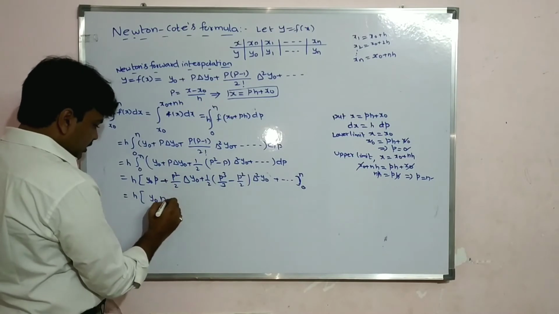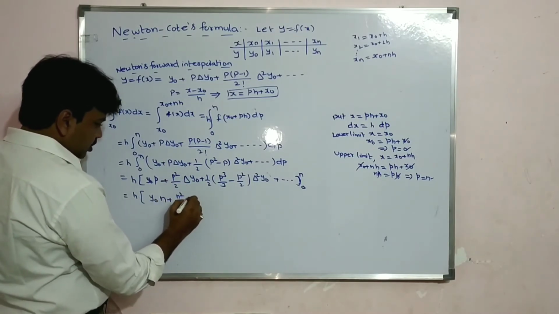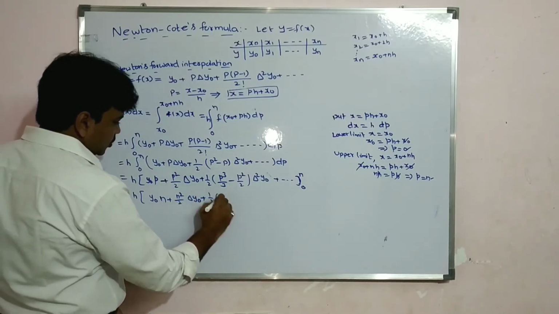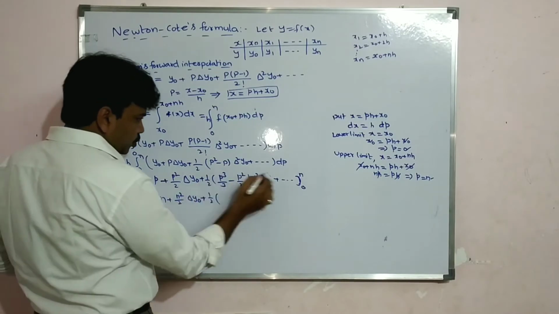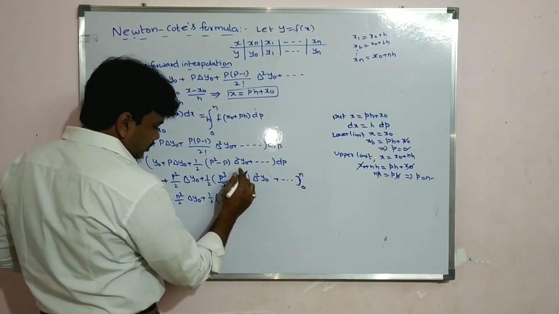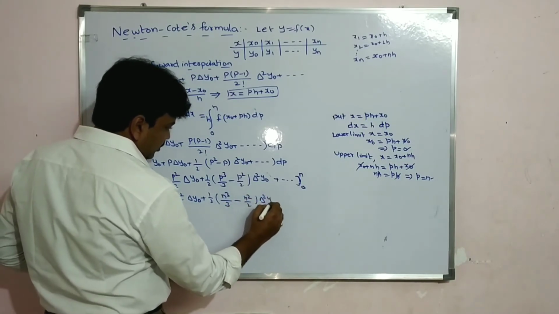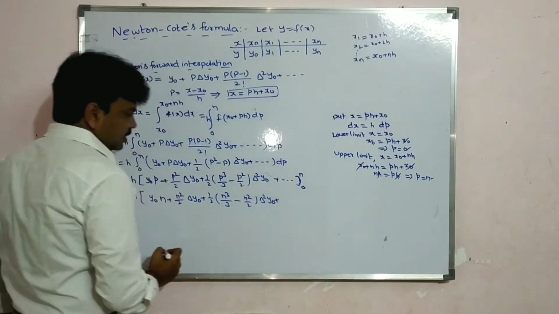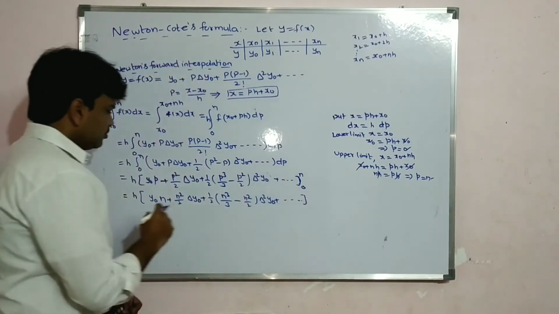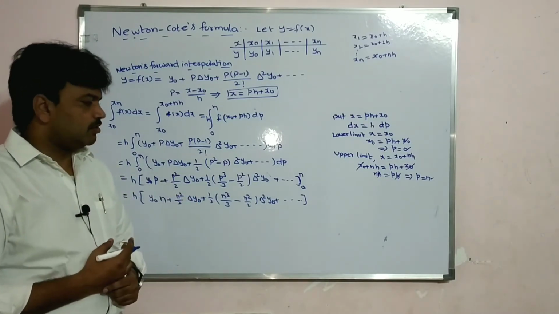So you get n plus p square, n square by 2 into del y naught, plus 1 by 2 into p cube, n cube by 3 minus p square, n square by 2 into del square y naught, plus and so on. When we substitute the lower limit, what happens, students? All the values are 0.